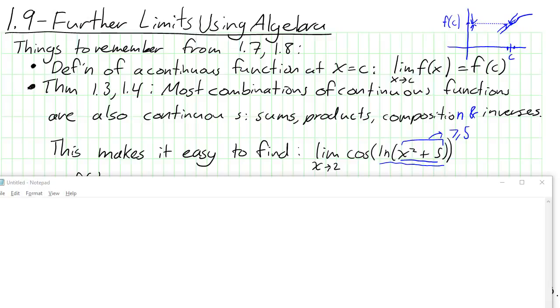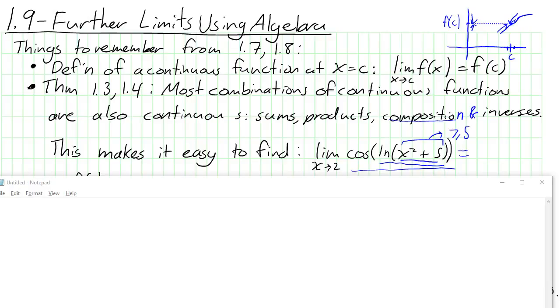So that's a composition of two continuous functions, and the theorem from before said that function composition gives you another continuous function. And then the cosine function is always continuous too. So if you plug the output of a continuous function, natural log of all the stuff, into cosine, the result is also continuous. And why does that matter here? Because if you want to find the limit, it is equal to the actual function value, because that's the definition of what it means to be continuous in the first place.